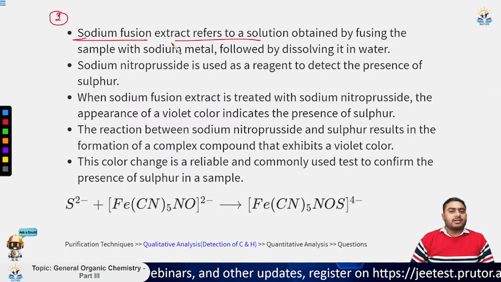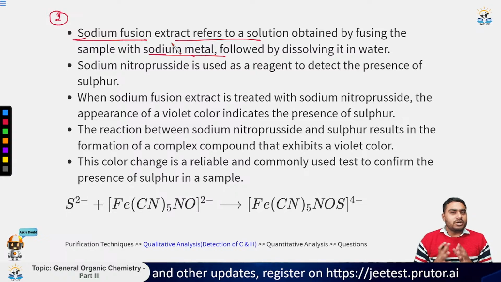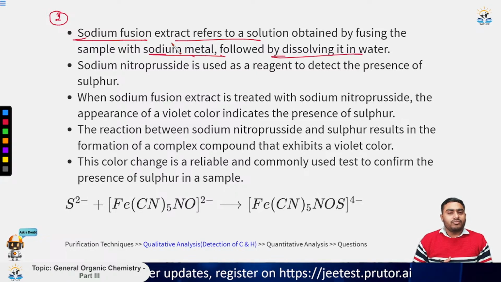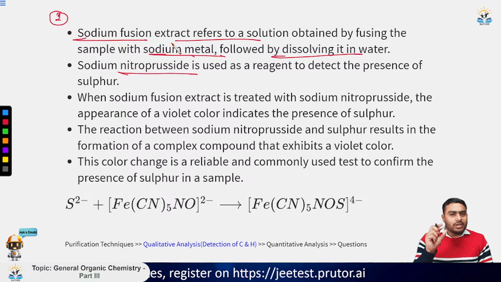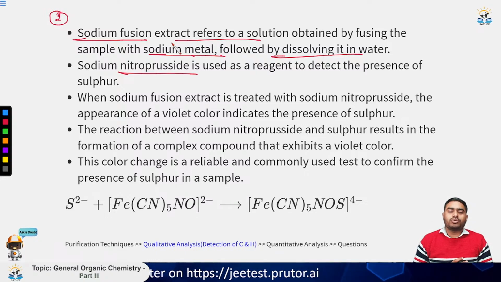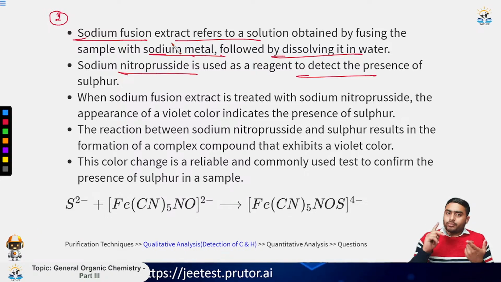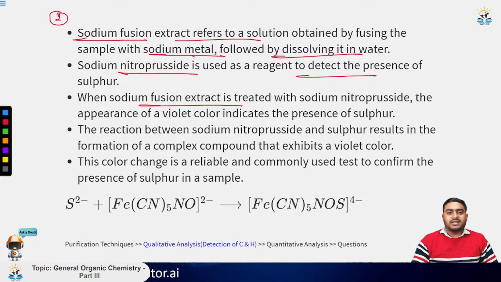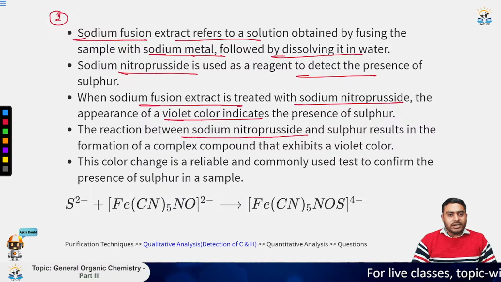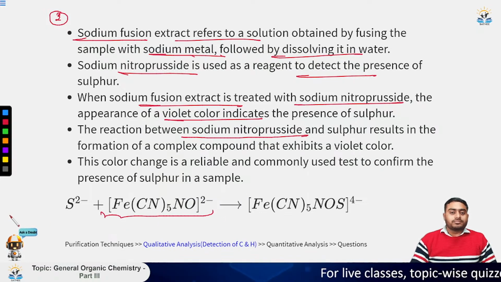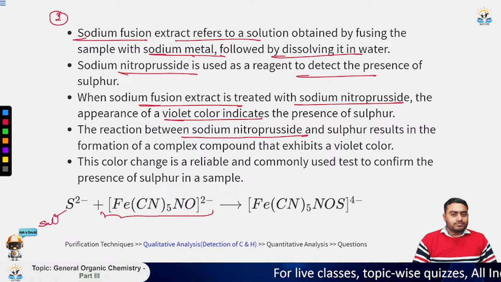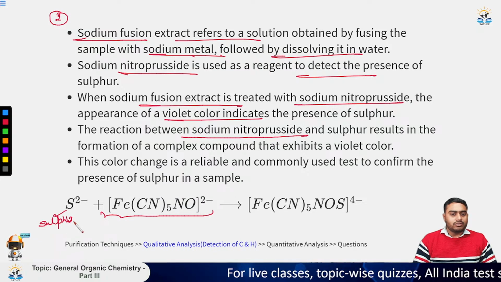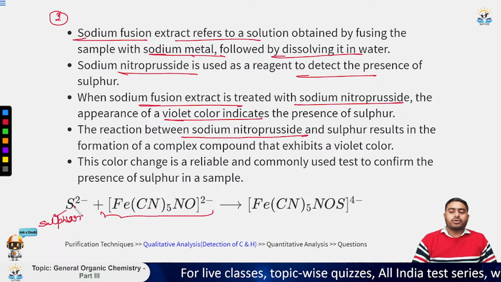Sodium fusion extract is a solution obtained by fusing the sample with sodium metal. We take sodium metal in small capillary tubes and heat it, as in the Lassaigne test. Sodium nitroprusside is used as a reagent to detect sulfur. When the sodium fusion extract is treated with sodium nitroprusside, the appearance of a violet color indicates the presence of sulfur. The reaction is between sodium nitroprusside and sulfide ion.